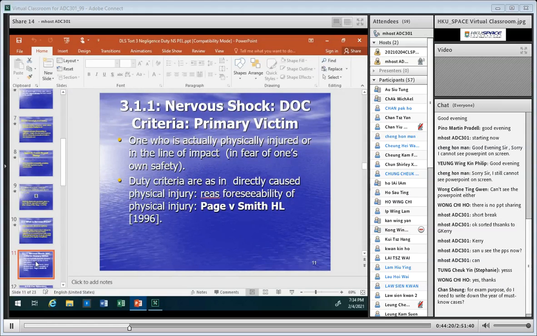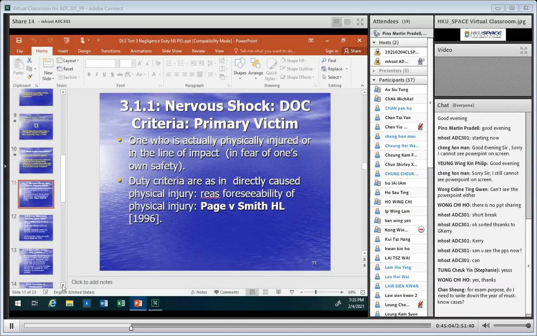So if you are a primary victim, well, who is a primary victim? One who's actually physically injured and also suffers nervous shock, or somebody who's not physically injured but is in the line of impact. You're in fear of your own safety and you suffer nervous shock, you are a primary victim. So all you need to show for a duty of care to be owed to you is reasonable foreseeability. Full stop, that's it. Okay, Page and Smith is your must-know case. But make sure you know clearly the distinction between primary victim and secondary victim. Okay, good. So there you are.